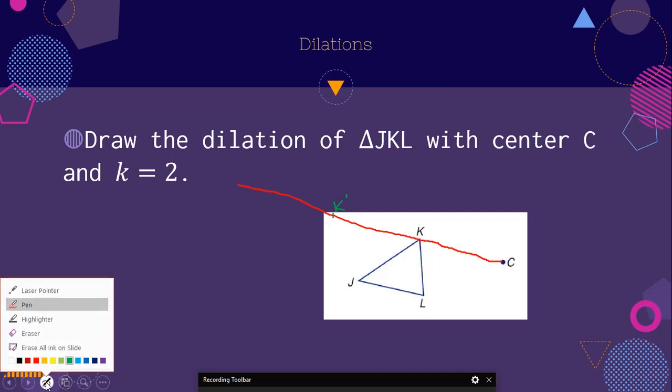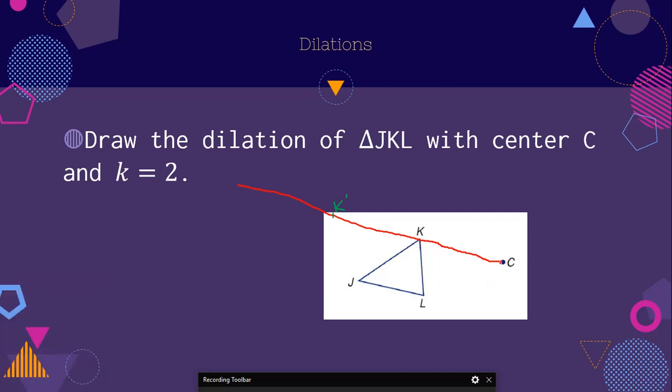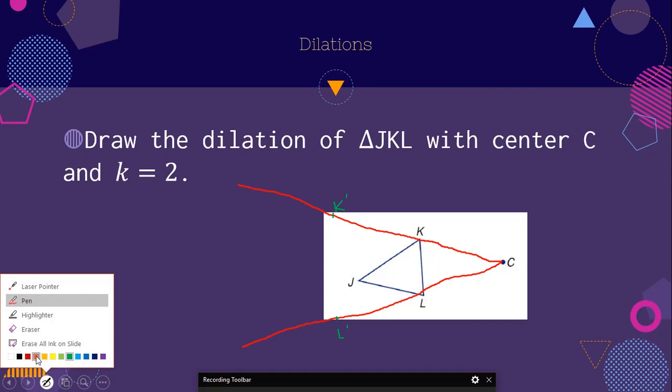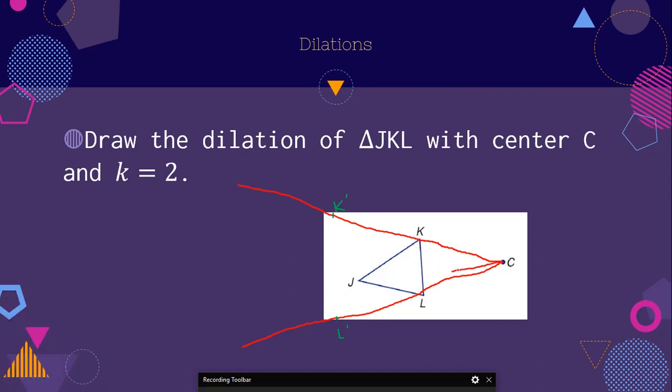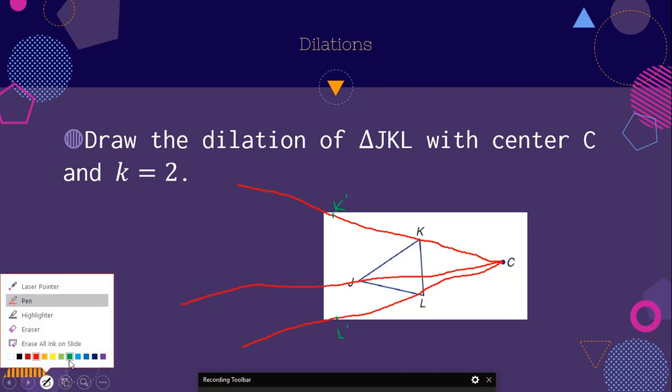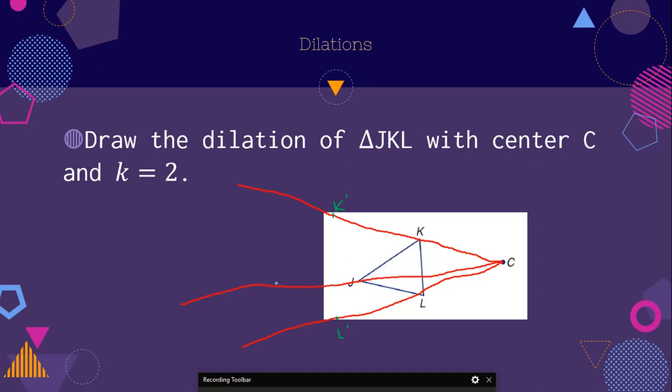I'm also going to have you take your ruler and line up C and L. We're going to measure the distance between C and L. And again, you don't have to be super particular, but we're going to increase that. So from L, we'll find L prime. And then we're going to do the same with J. So with your ruler from C through point J, we'll measure the distance. And then we'll move it twice as far away. And I'm just approximating because I can't truly measure.